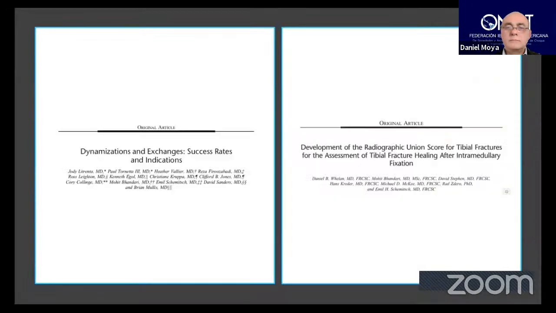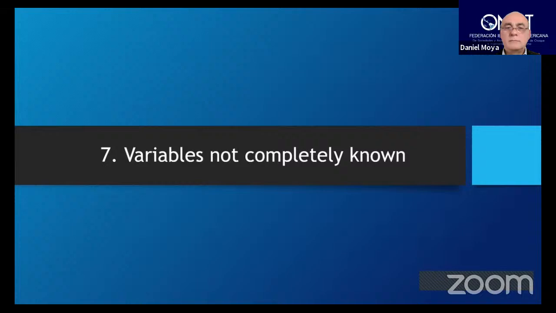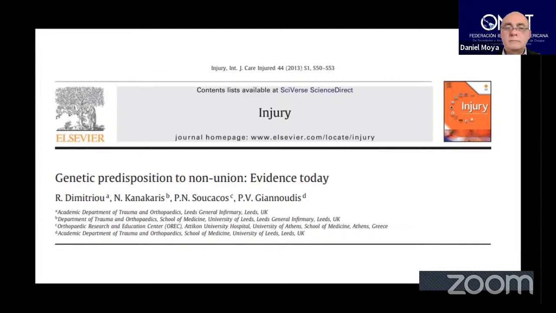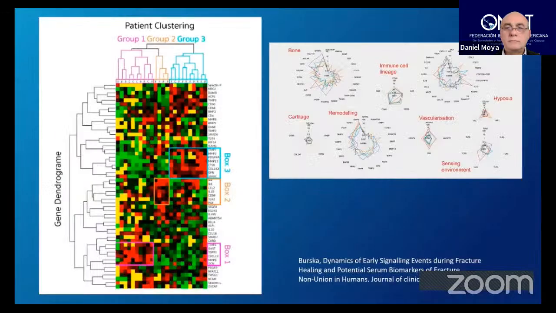We also have scores such as this one, the RUST for tibia fractures. It has a good inter-observer coincidence and predictive capacity. Finally, there are factors that we cannot measure. Although there is still not a vast knowledge on this subject, today we know that there is a genetic predisposition to develop non-union. Perhaps in the future, studies like this one, which present a genetic dendrogram and a sequence of the factors involved in the healing process, will be able to predict our chance of success.